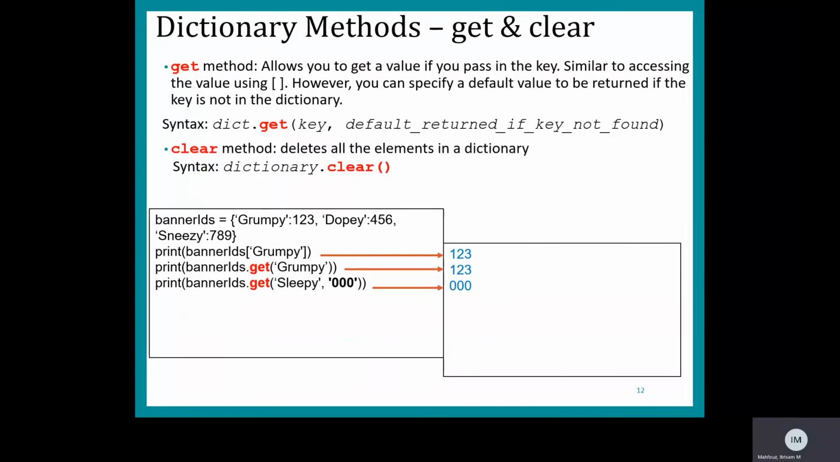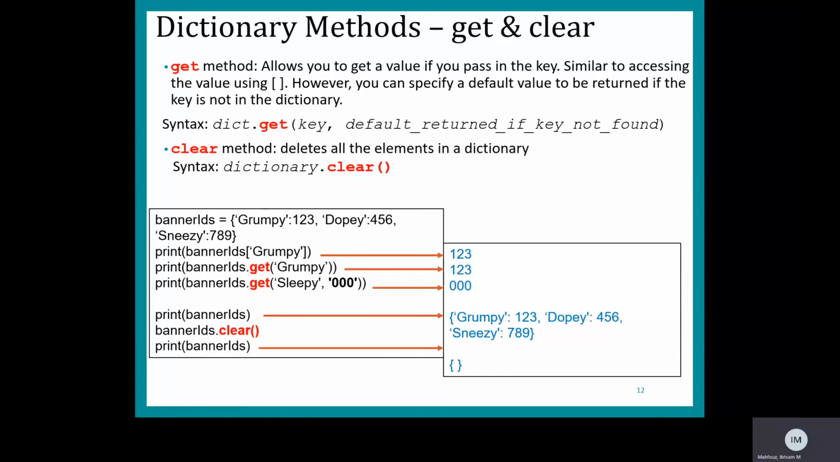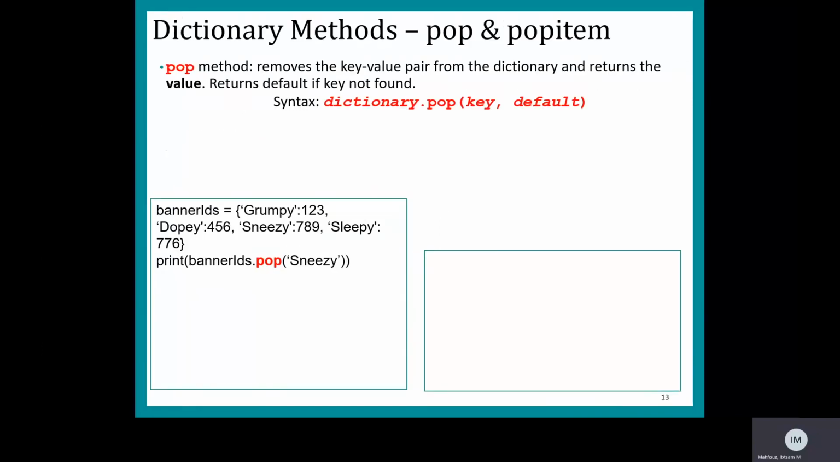Dictionaries also have a clear method. So if you wanted to delete everything in a dictionary and start fresh, you can say dictionary.clear. So here my dictionary has items in it. I clear it. I try printing it. It has nothing in it.